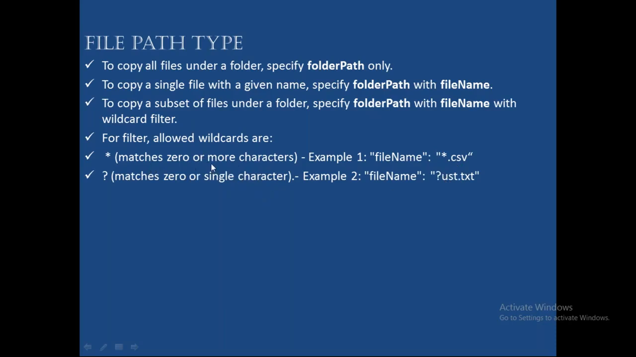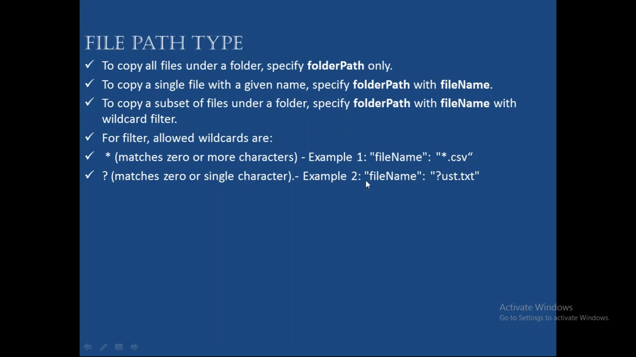Star means it matches 0 or more characters. It can be any number of characters. You can say customers.csv, employees.csv, sales orders.csv, dimensions.csv, anything. Star allows n number of characters, while question mark allows only one character, which can be A to Z or anything, such as A, B, C, or one. That's how you need to pass wildcards to select your subset of files and load it into your output.